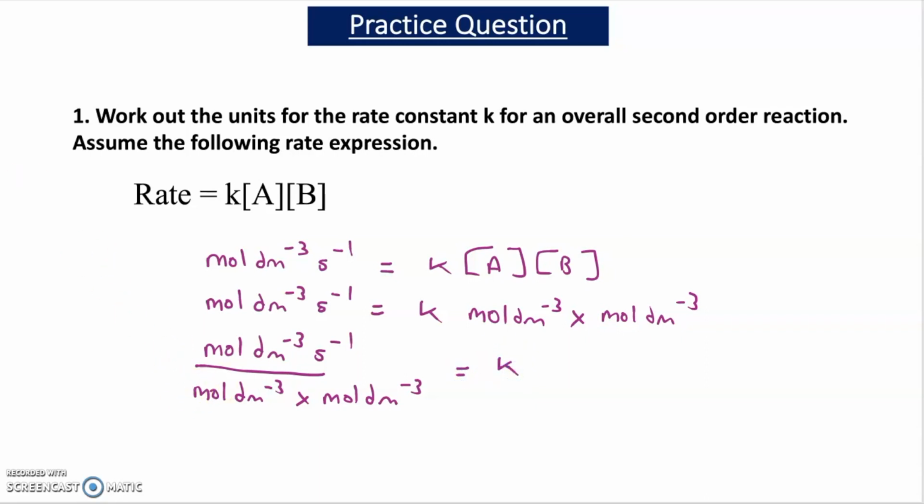So to work out the units of K, I cancel out where I can. So moles per decimeter cubed is on the top and bottom here, so these will cancel out. So I'll be left with seconds to the minus 1 over moles per decimeter cubed, and that will be equal to K. Now it's important we write this all on the same line. So to do this, it simply becomes moles to the minus 1 dm to the 3 seconds to the minus 1. And that will be the units for second order reactions.